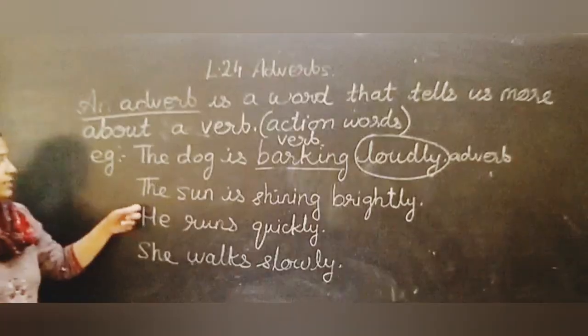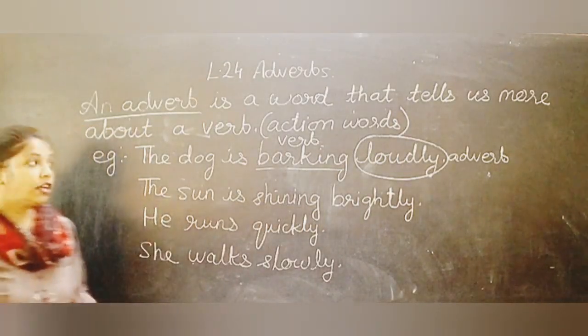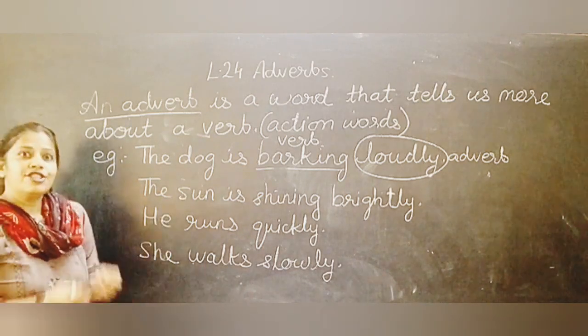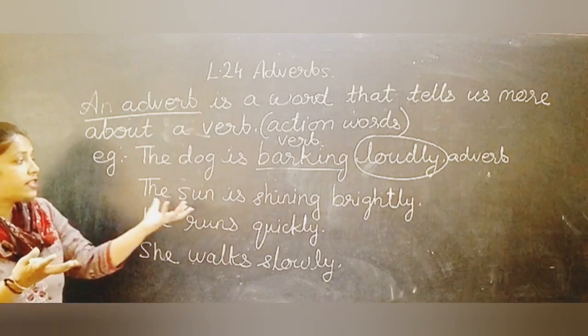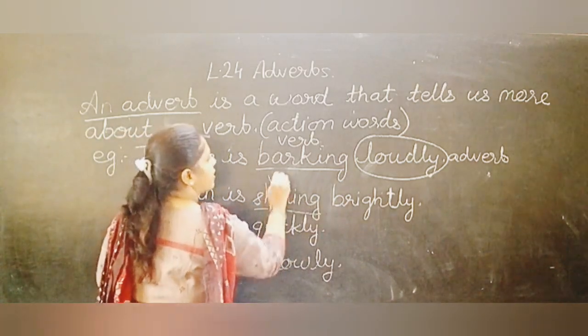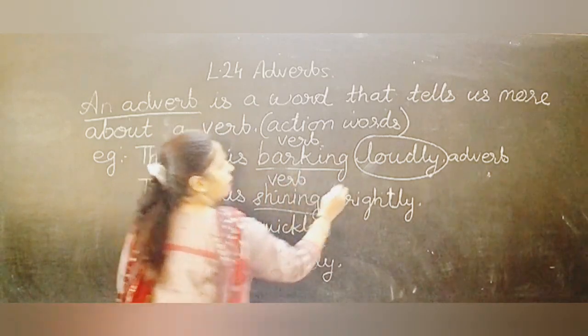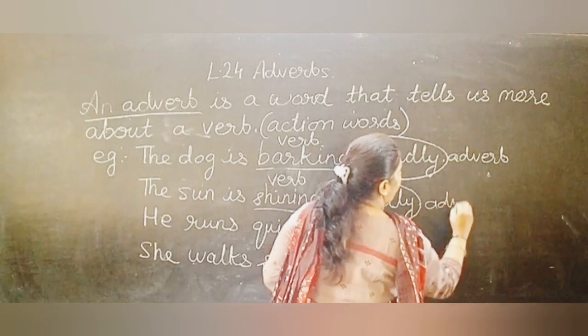Okay. Now let's see the second sentence. The sun is shining brightly. Here which action is being done? Of shining. What is shining brightly? Sun. So how is the sun shining? Brightly. So shining is our verb and brightly is our adverb.